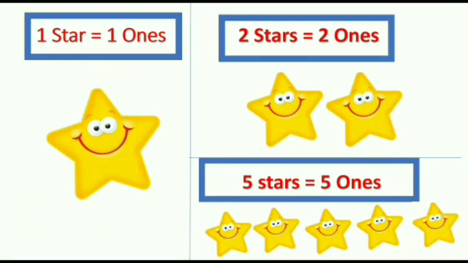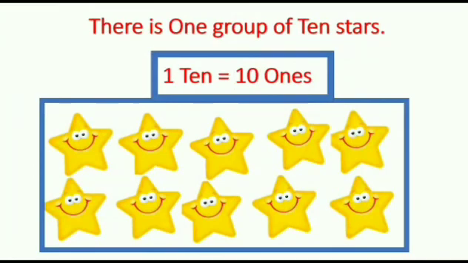Let's start with the ones and tens. Here you can see 1 star. 1 star will count as 1 ones. 2 stars will count as 2 ones. Similarly, 5 stars will count as 5 ones. So, 10 stars will count as 10, or we can say 10 is equal to 10 ones.